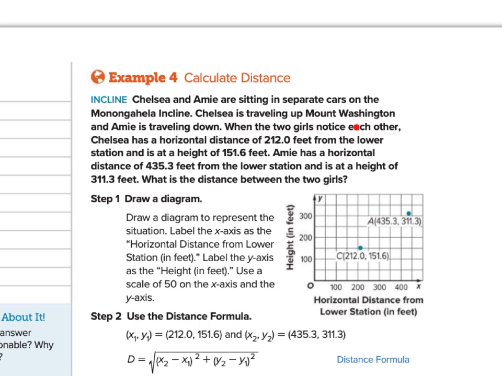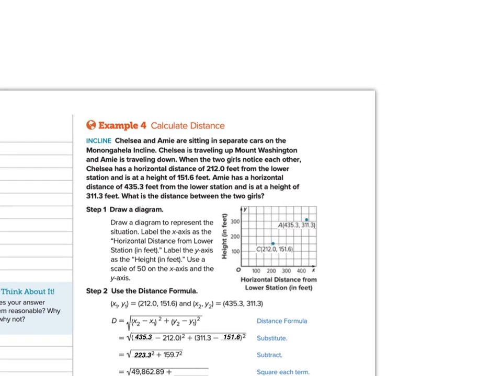When the two girls notice each other, Chelsea has a horizontal distance of 212 feet from the lower station and is a height of 151.6 feet. Amy has a horizontal distance of 435.3 feet from the lower station and a height of 311.3 feet. What is the distance between the two girls? Incline. Okay, so the incline.